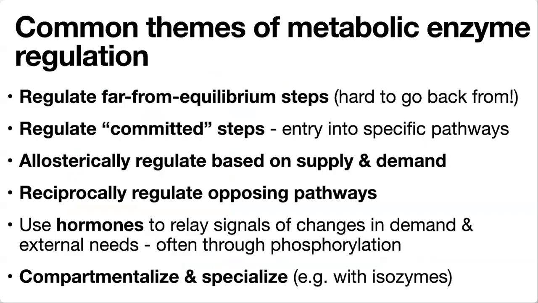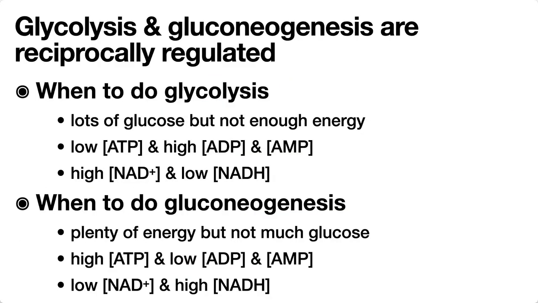We're going to talk about how these are going to be reciprocally regulated, because you don't want to have a futile cycle where you're breaking down glucose at the same time as you're making it, especially because you're going to want to make glucose or break down glucose at different times. You might want to do glycolysis when there's a lot of glucose, but you don't have enough energy. And if you're the liver, you might want to do gluconeogenesis when you have plenty of energy, but not much glucose. So you need to make some glucose to send out to other cells.